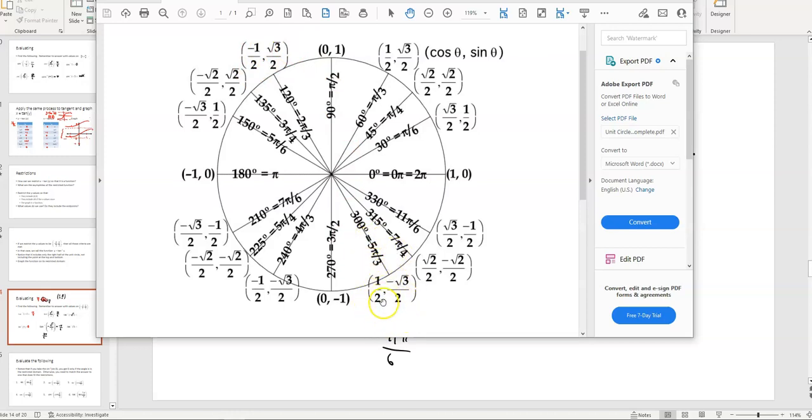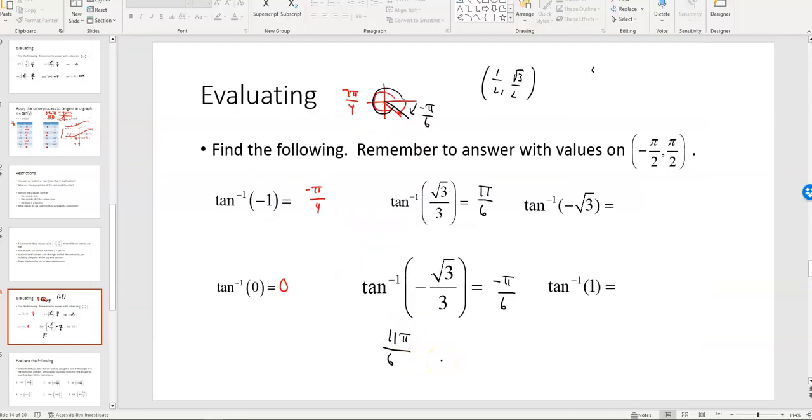At 5 pi over 3, I have a tangent of negative root 3. But again, I can't write 5 pi over 3 because 5 pi over 3 is not on the restricted domain, so we'll call it negative pi over 3 instead. And the inverse tan of 1, that's first quadrant, that's pi over 4. All right, a little bit left to do. We'll come back and do that in a separate video.